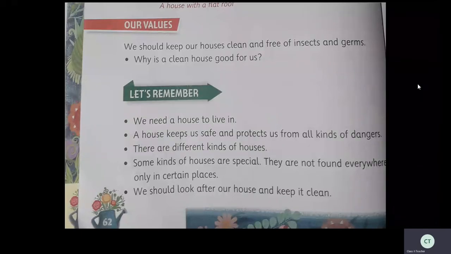Then next, we should look after our house and keep it clean. So we should take care of our house and we should always clean it.